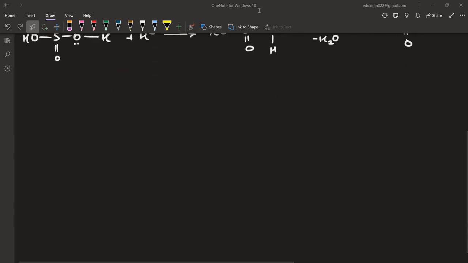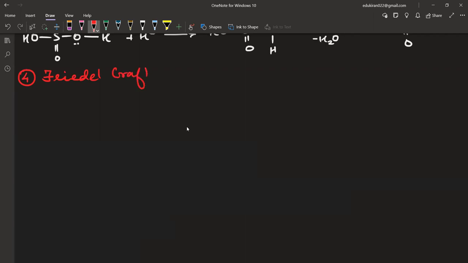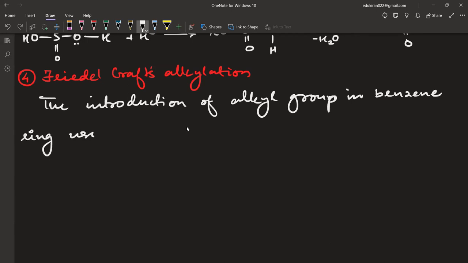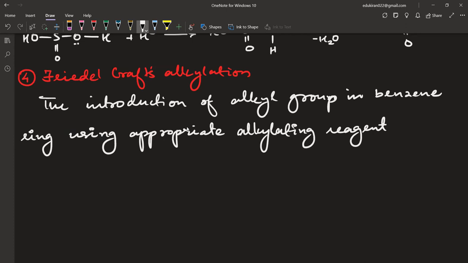Right, next, Friedel-Crafts alkylation. Fourth one, Friedel-Crafts alkylation. Here you write the introduction of alkyl group. The introduction of alkyl group in the benzene ring using an appropriate alkylating reagent, in bracket you will write RX.